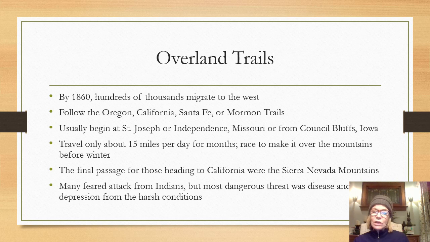People usually when they went, they only went about 15 miles a day. It was very difficult terrain, and they had to hurry. They would leave in early spring, and they were hurrying because they wanted to get there before winter. The final passage, if you were going to California, was through the Sierra Nevada mountains, which were very steep. A lot of people feared Native Americans, but that wasn't the thing that killed most people. Most of them died from diseases.